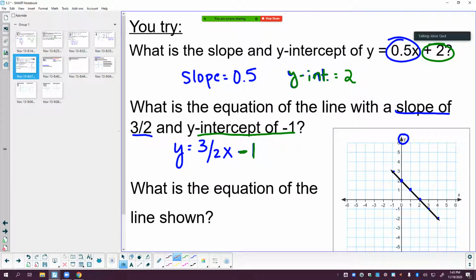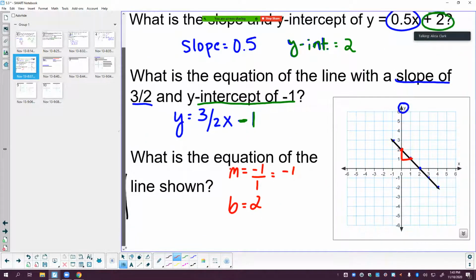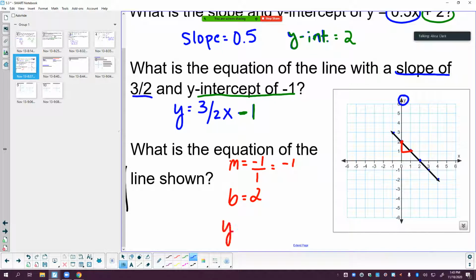If I was starting here at my y-intercept and going down to this point, I would go down 1 and then right 1. So for my m, I go down 1, so it's a negative, and then right 1. If I simplify that, it's just going to be -1 over 1, which is -1. We said b was the y-intercept where it crossed, which was at positive 2. So when I write this equation, it says y equals -1x, or just negative x if you want to put that, and then plus 2.